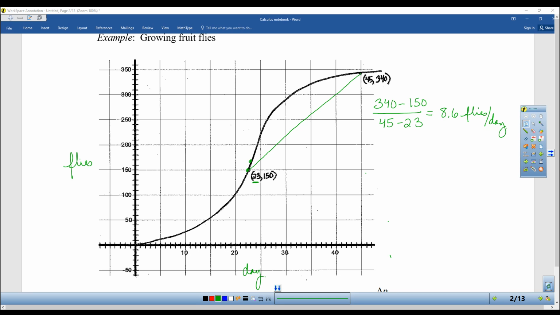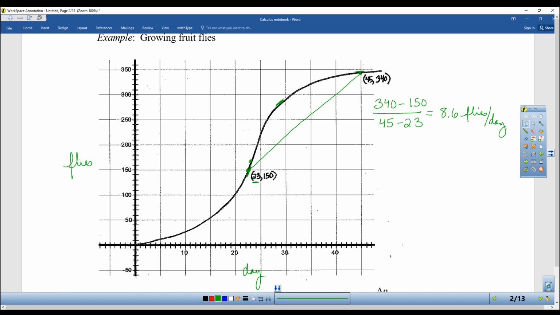You need 2 points to find slope. You can't find slope at a single point. And yet intuitively, we know it exists. There is a slope right there. There is a slope right there. There is a slope right there.